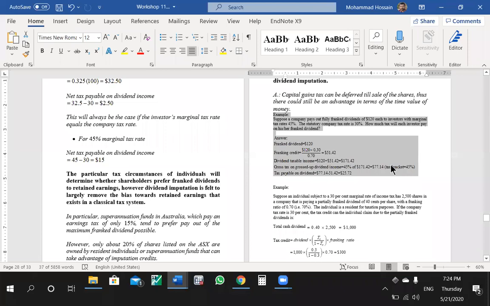So try this one. Okay, in this one, they say that suppose a company pays out a fully franked dividend of $120 each to investors. So $120 is their franked dividend payment, right? Okay, so let's find it out.